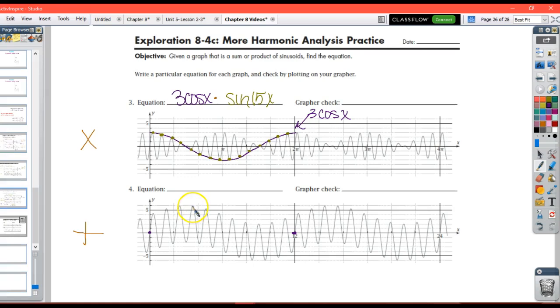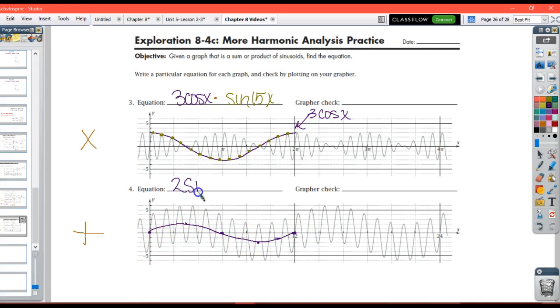So you can go 4 below either of these points. 1, 2, 3, 4. So maybe that would be a point right there. Here would be another inflection point. Halfway between, again, I'm going to go 1, 2, 3, 4. So our larger sinusoid is going to be this sine function. So we can see that it's sine, and the amplitude is going to be 2.